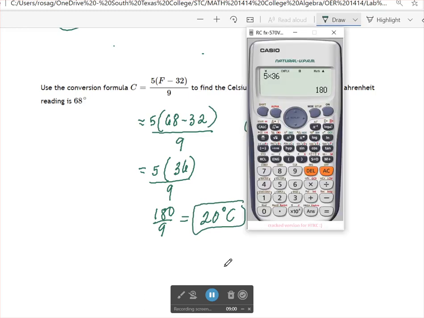So once you substitute the formula in, you can set up your fraction and just put it in your calculator. The calculator is really good about you being able to put it just the way you see it. See?